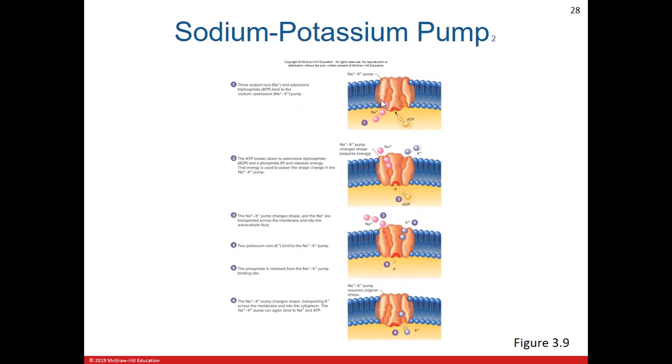Your carrier molecule here does require ATP to function. So sodium ions go into the channel. Whenever the energy molecule attaches, that allows this protein to change its shape. That allows the sodium now to come out. At the same time, potassium is starting to come in, and it just flip-flops to allow the sodium to be pumped out and the potassium to be pumped in.